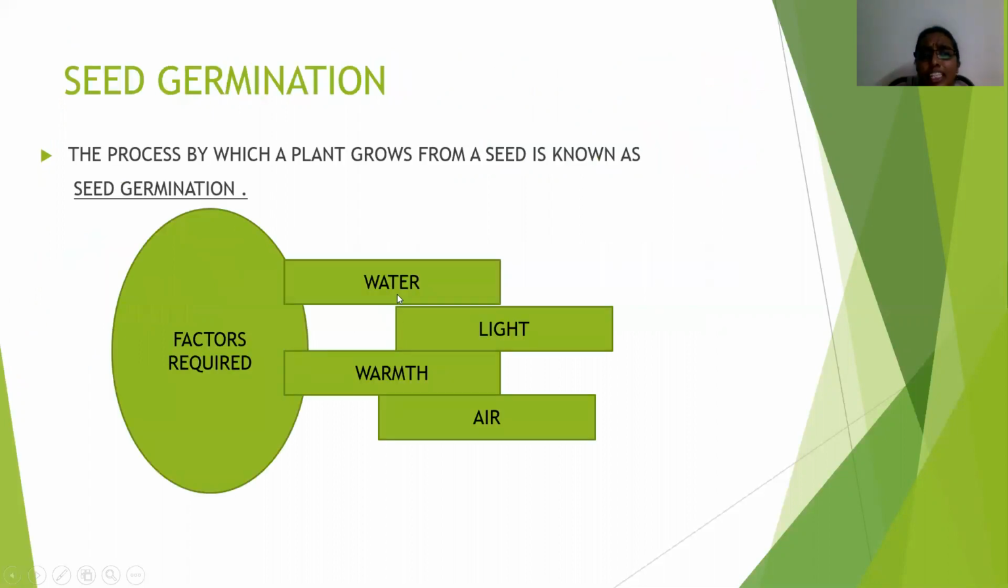What is seed germination? The process by which a plant grows from a seed is known as seed germination. During seed germination, many factors are required for the growth of a plant from a seed. What are the main factors? Water, light, warmth, air, and also quality soil. These are the main factors required for the process by which a plant grows from a seed, and that is what we call seed germination.